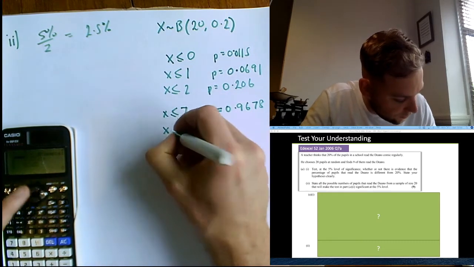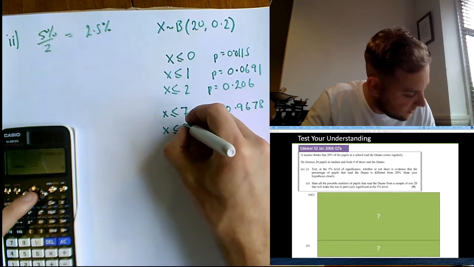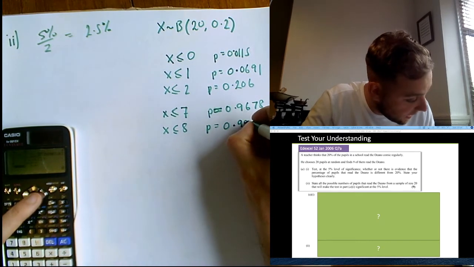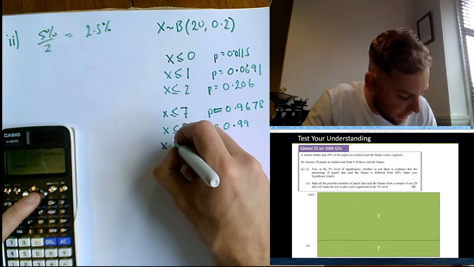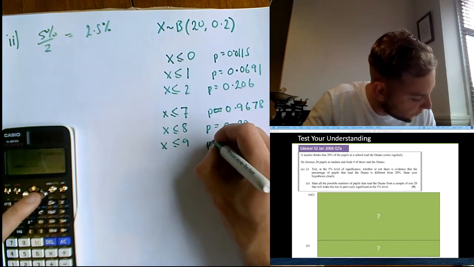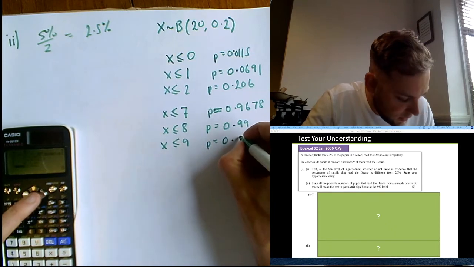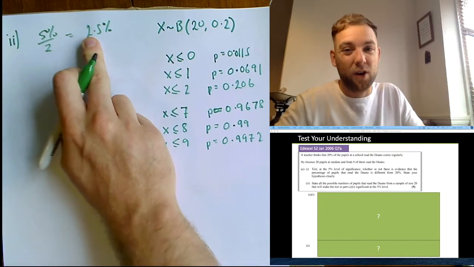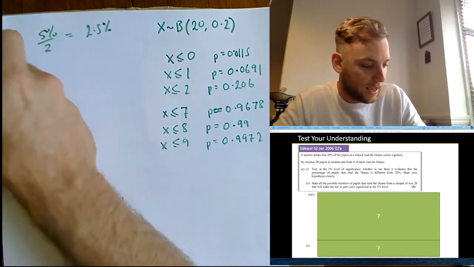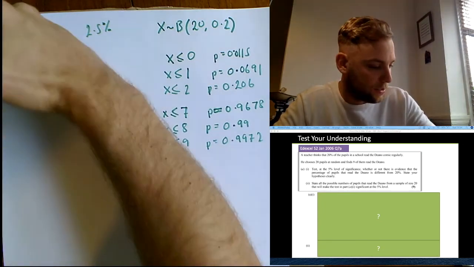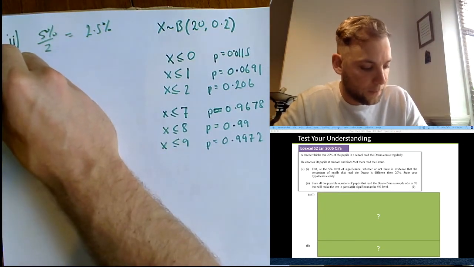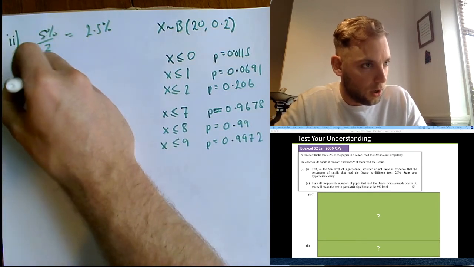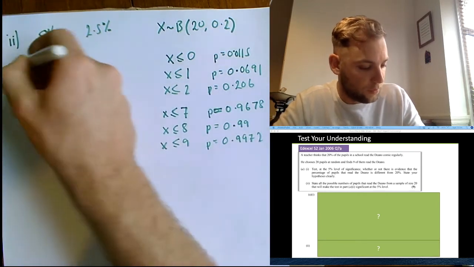When x is less than or equal to 8, I've got a probability which is equal to 0.99, and when x is less than or equal to 9, I've got a probability which is equal to 0.9974. Now remember, I'm looking at 2.5% on each side, so the bottom is going to be less than 2.5%. In this case, I'm looking for things which are less than 0.025. So anything which is below that.